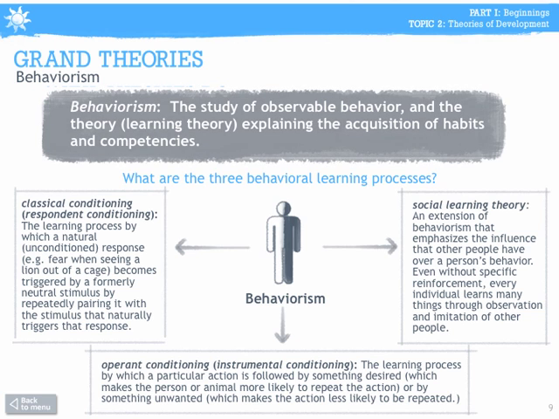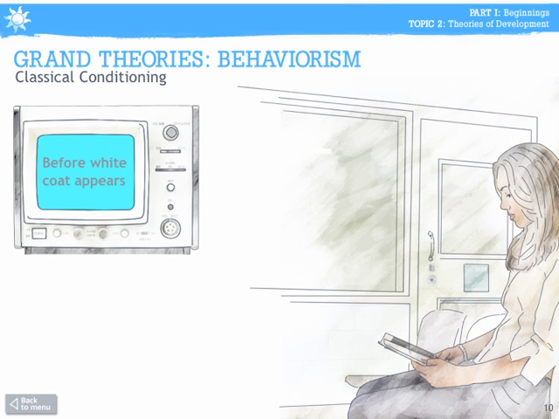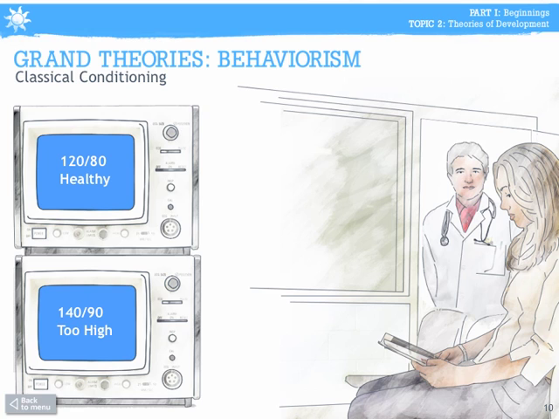And then what we look at as behaviorism is the study of observable behavior. So this is an example of classical conditioning. Do visits to healthcare providers ever make you feel anxious and cause your blood pressure to momentarily rise? So this is before the white coat appears. Her blood pressure is 120/80. After the doctor appears, her blood pressure goes up to 140/90, which is too high.